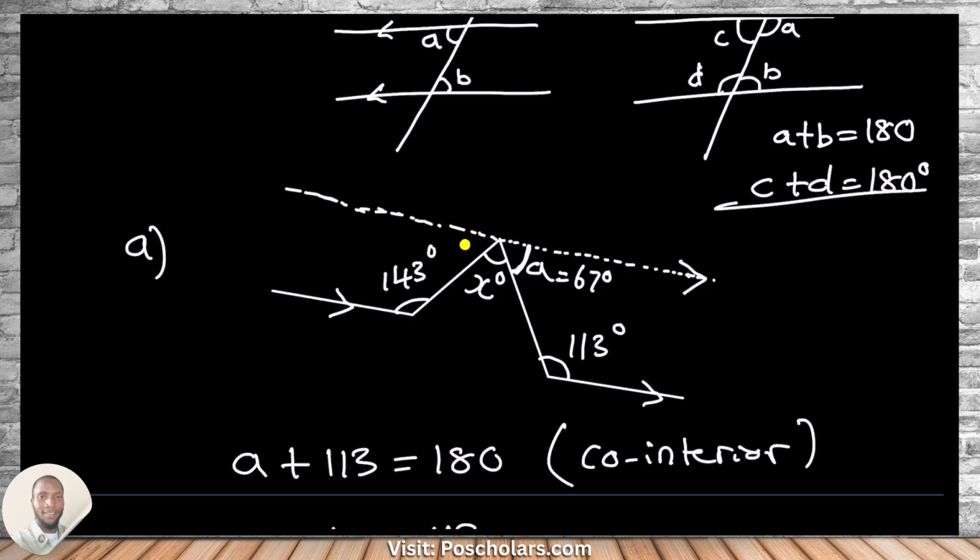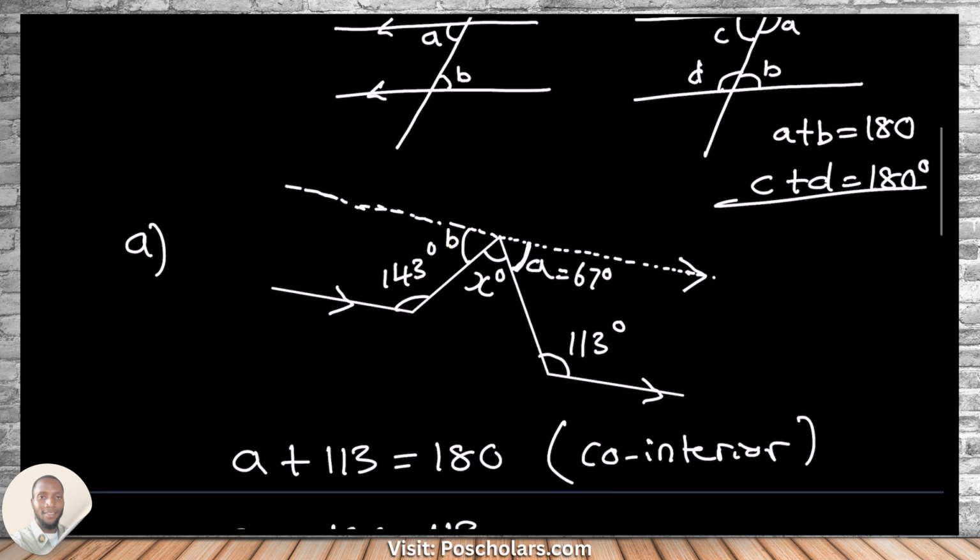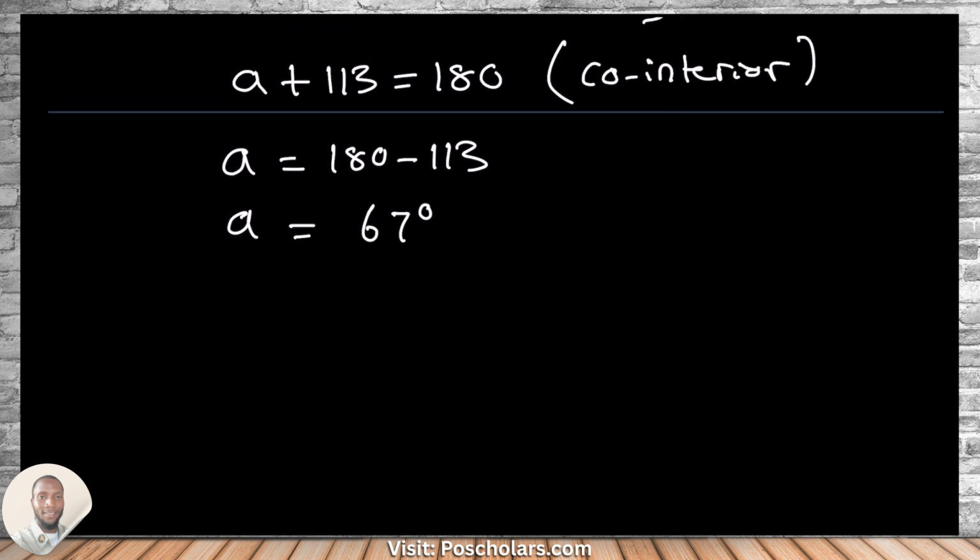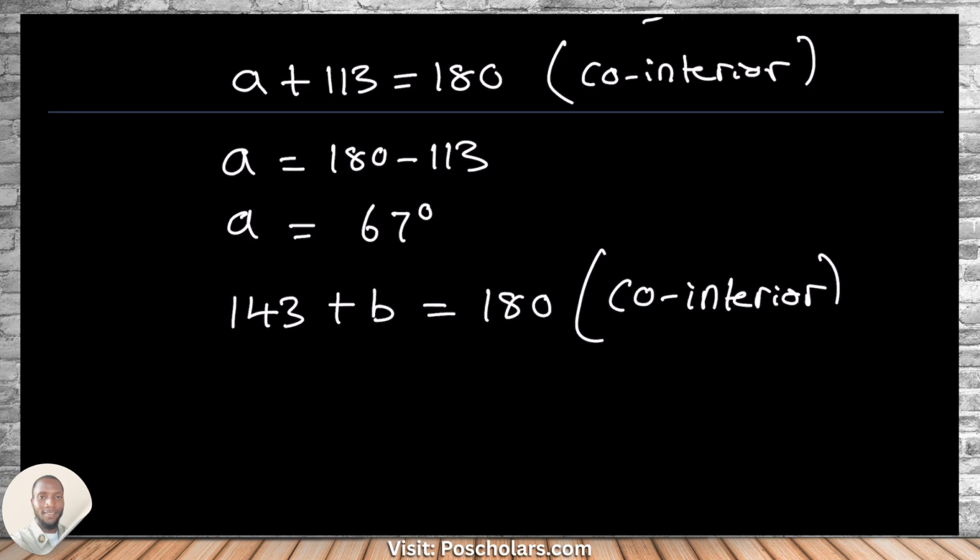So it simply means this angle and this angle are cointerior. So I can name this angle angle B. Yes, angle B. So let's find angle B. To find angle B, we simply say 143 plus B must equal what? 180 degrees, right? So 143 plus B equals 180. And what's the reason? Cointerior. They are cointerior angles. If you want to know more about types of angles, you can watch my previous video.